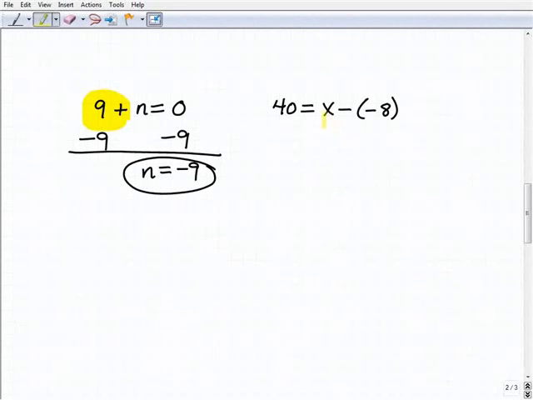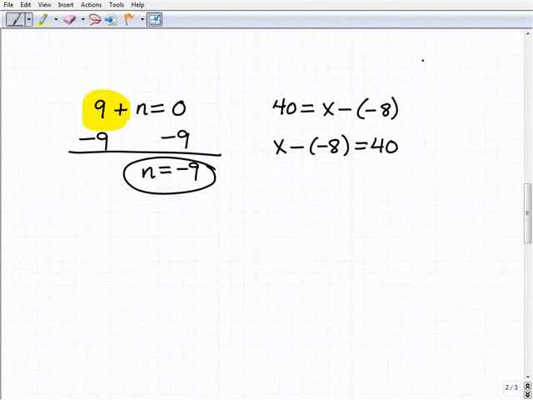Now in this next problem, we have the variable on the right-hand side, but that's fine. That doesn't mean that we can't do this problem. You can have the variable on the right-hand side or left-hand side. It's equivalent. So in other words, this problem here, 40 equals x minus a minus 8, is equivalent to x minus a minus 8 equals 40. Remember, if the left-hand side of the equation equals the right-hand side, I can certainly flip this around and it's still the same thing.